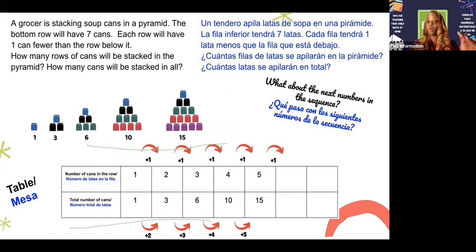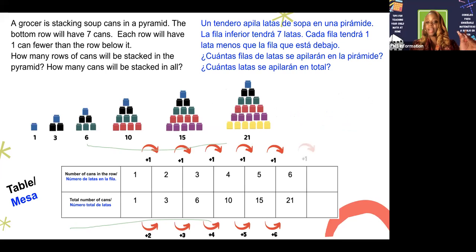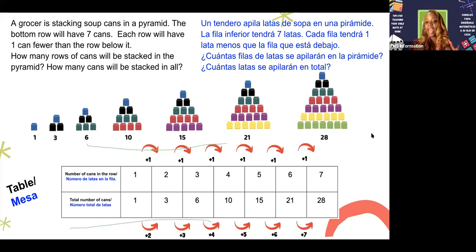So that should be 21. And then finally, +7, and that should give you your 28, right? So before we looked at these and we started from the bottom and went up to the top. Now I'm asking you to look from the top and go down.